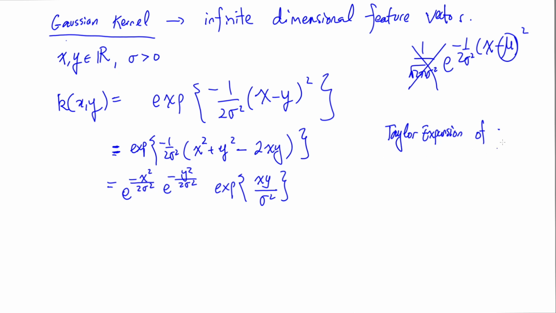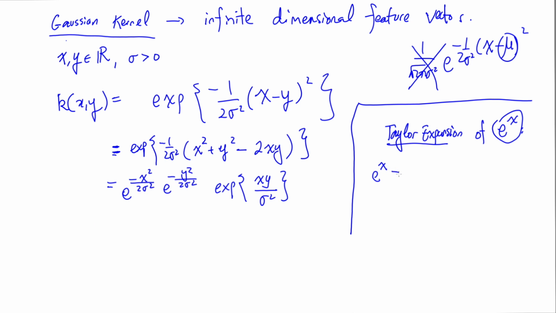I'm not sure if this has been covered in the previous course, but you can just go to Wikipedia and check out the Taylor expansion of e to the x. So what is a Taylor expansion? It means basically an approximation of a function using a polynomial. We don't have to worry about it too much, but just note that you can write e to the x as the sum from k equals 0 to infinity of x to the power of k over k factorial.